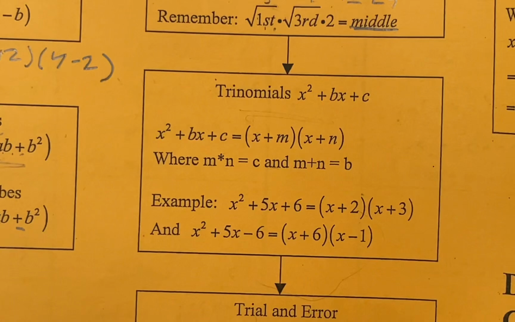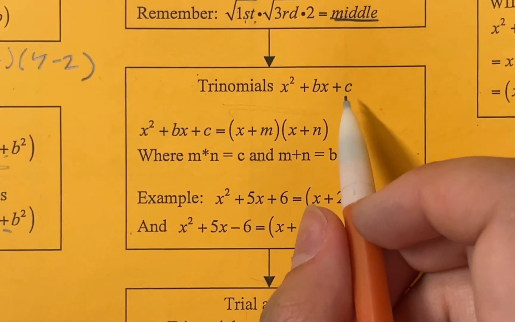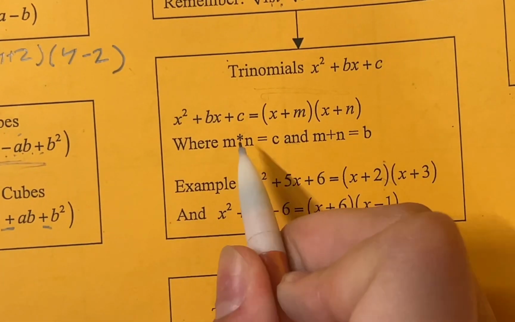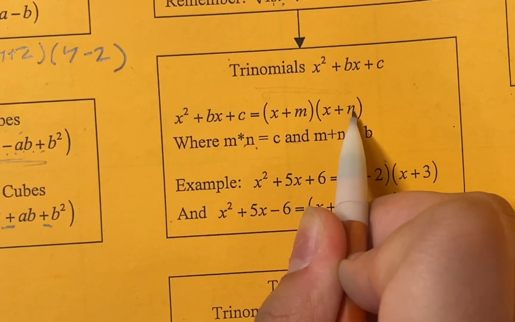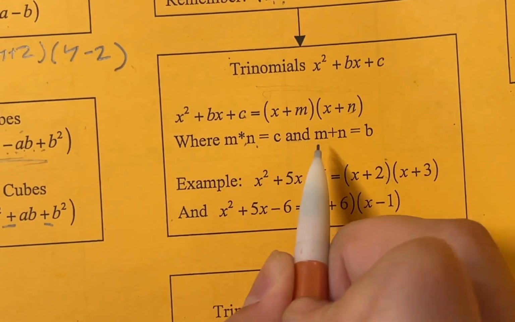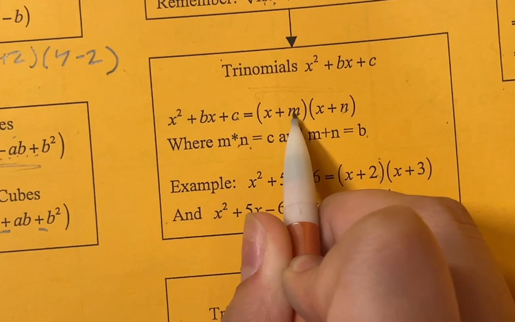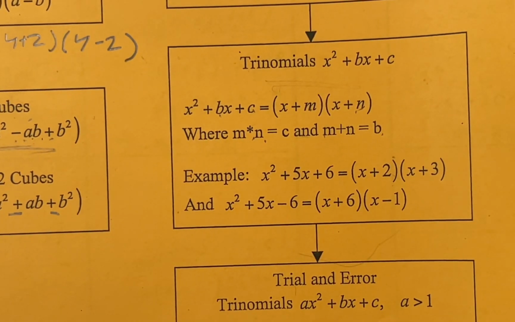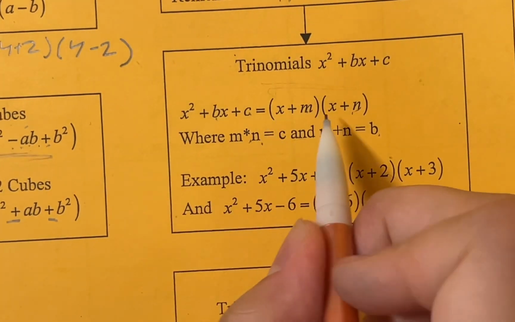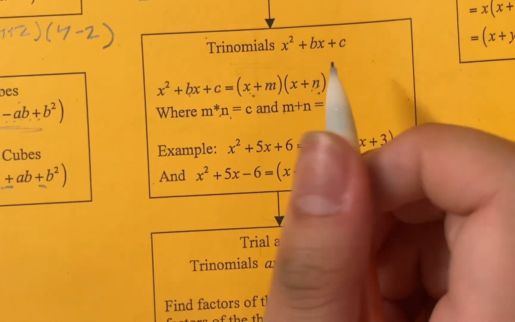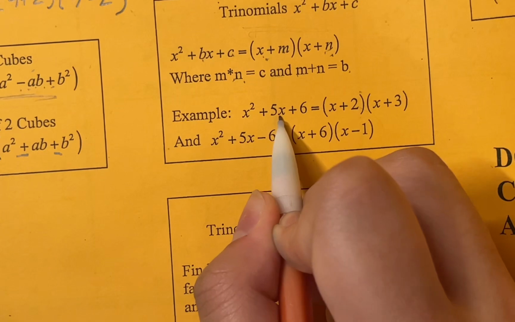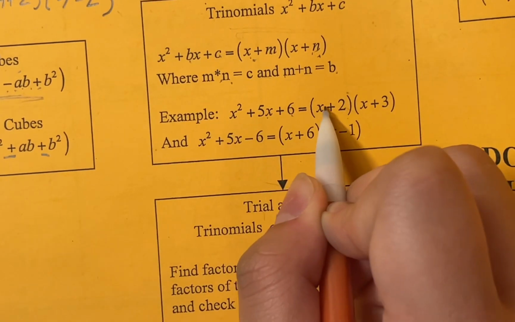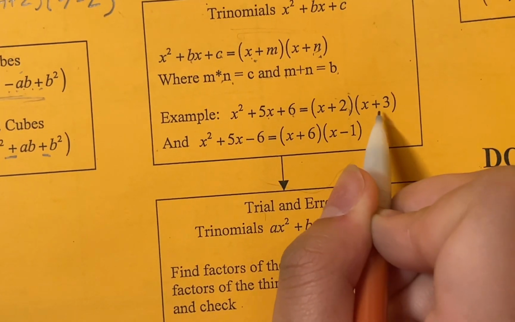Moving on, we have trinomials, x squared plus bx plus c. So this is where m times n equals c, and m plus n equals b. So this is where you're finding pairs to essentially complete this factorization. So an example down here: x squared plus 5x plus 6 equals (x plus 2) times (x plus 3).